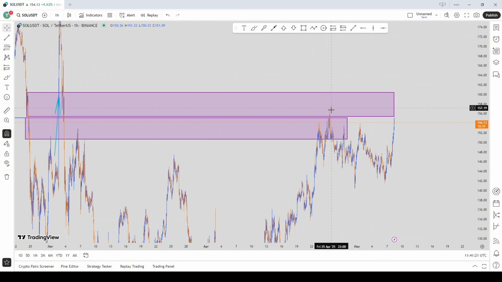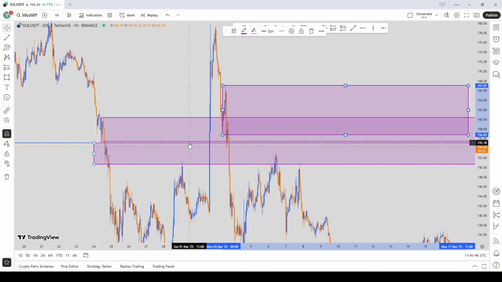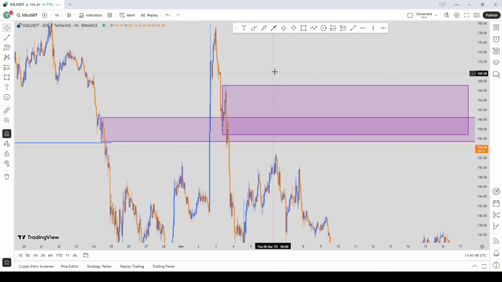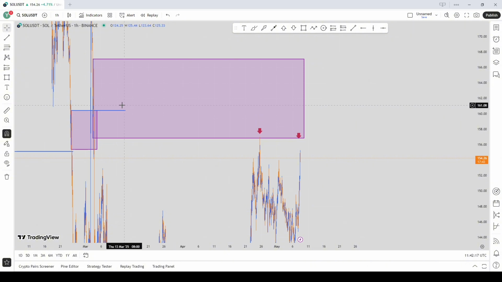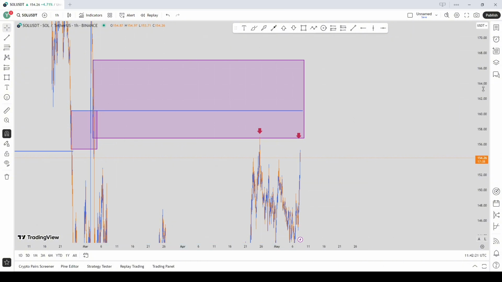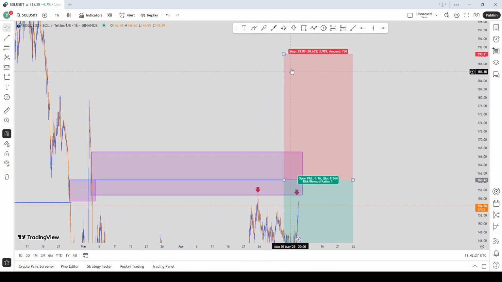Now, at this point, the price returned to this FTR and showed a reaction. This FTR has been confirmed within the range. One of the lower risk sell positions could be at this level around 160.5 with a stop loss at 167.